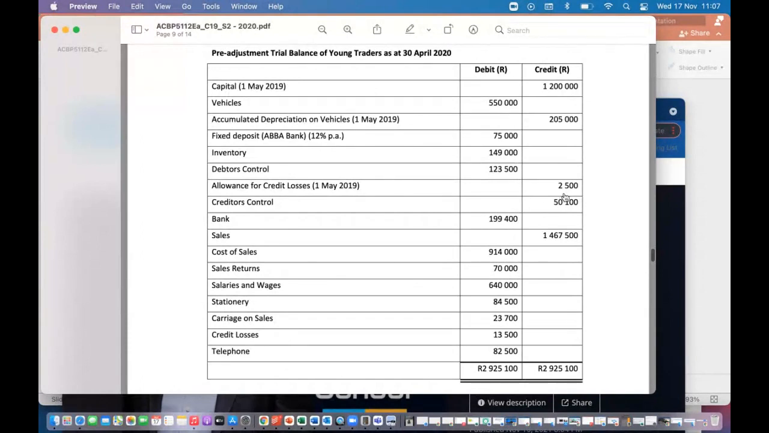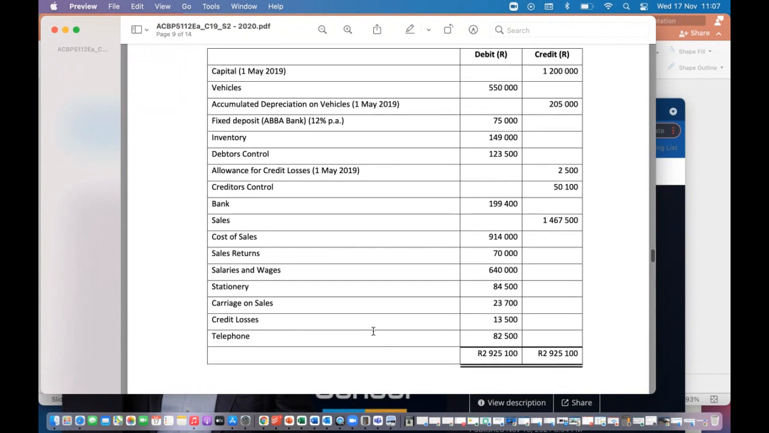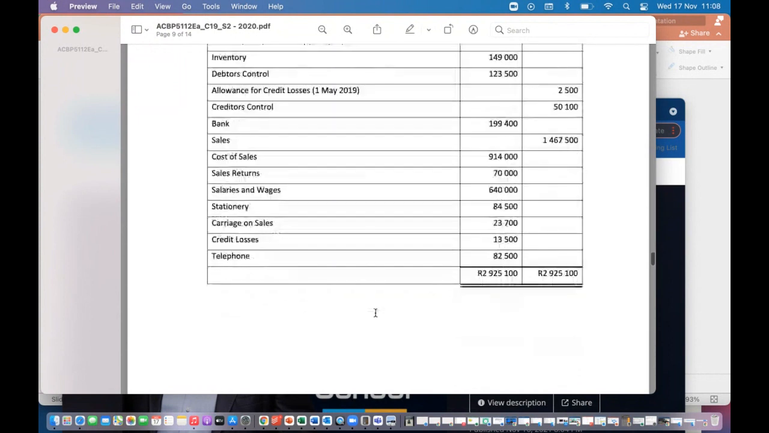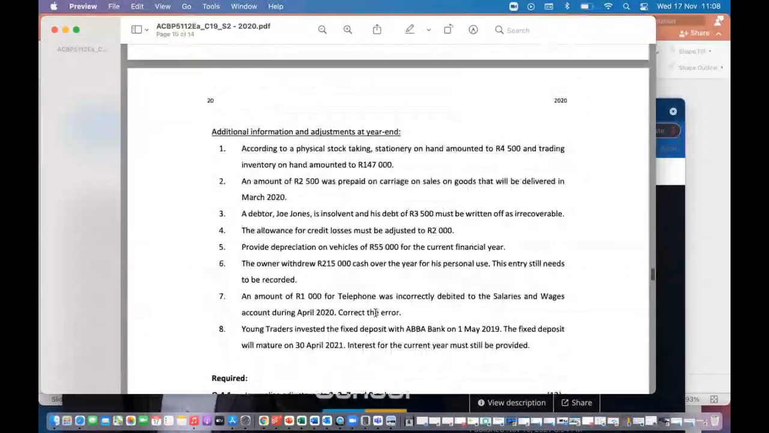Allowance for credit losses 2,500. Okay, so this is going downwards. We're reducing our allowance for credit losses from 2,500 to 2,000. Okay, so that's a 500 difference. So allowance for credit losses is going to be affected in that we're going to need to debit that. Remember, allowance for credit losses is the negative asset. So we're debiting it because we know negative assets increase on the credit side and decrease on the debit side. So that's why we're debiting that.